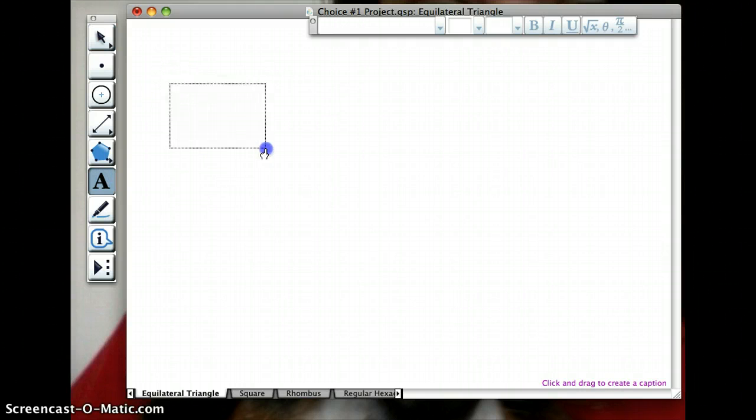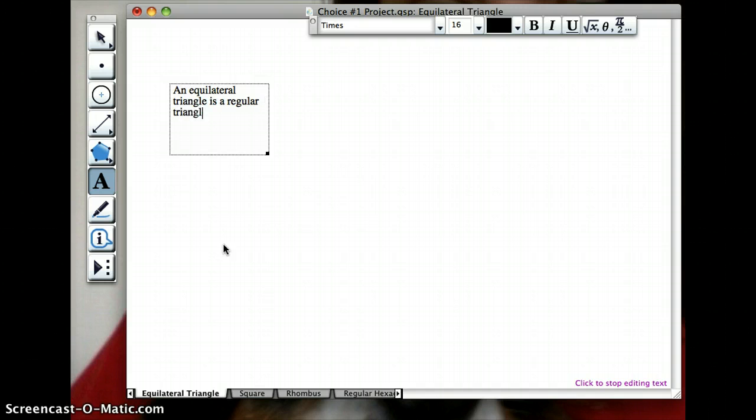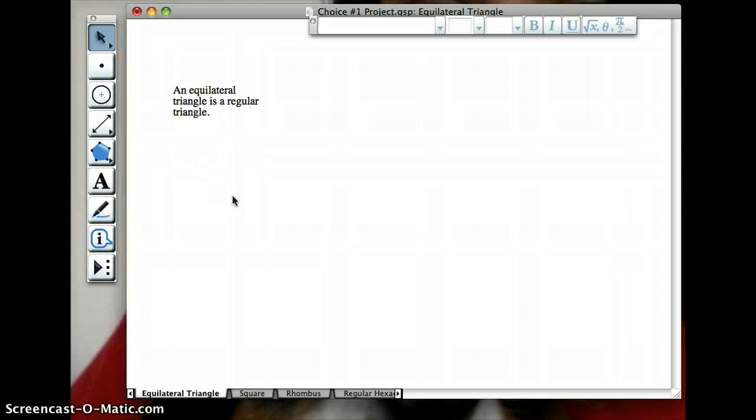Geometry Sketchpad also lets you type, which is kind of a good thing. So an equilateral triangle, if I could spell, I'm a math major, is a regular triangle. Now, that may seem redundant, but what does it mean? Regular means that all sides are the same length. So now it comes to the point, how do we construct this thing?